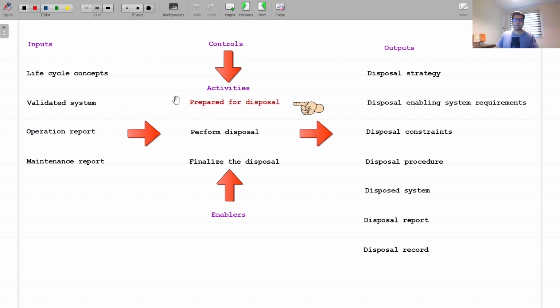Prepare for disposal. Review the retirement concept, which may be called the concept of disposal, including any hazardous materials and other environmental impacts to be encountered during disposal. Plan for disposal, including the development of the strategy. Impose associated constraints on the system requirements. Ensure that the necessary enabling systems, products, or services required for disposal are available when needed.